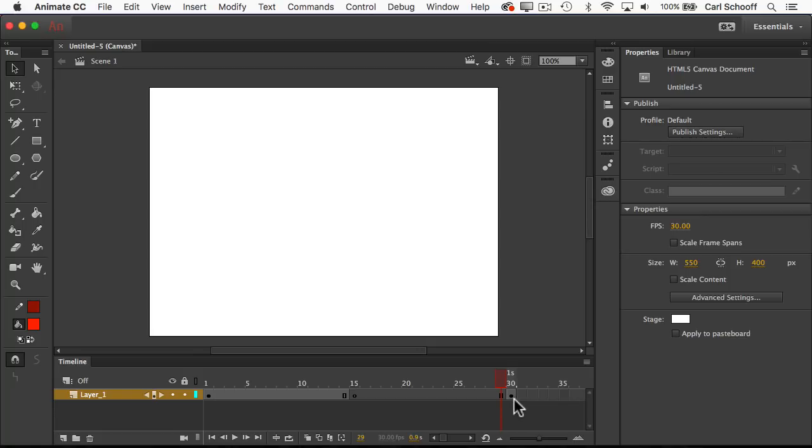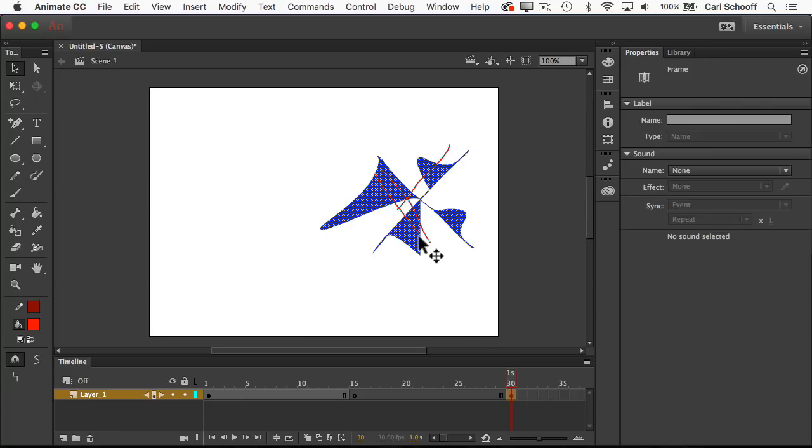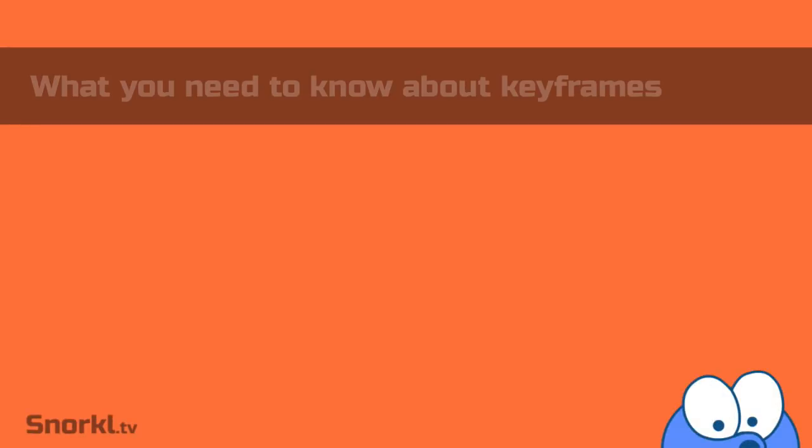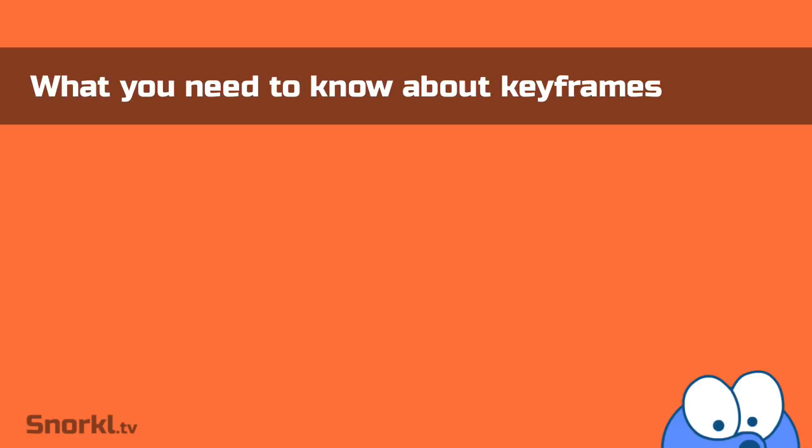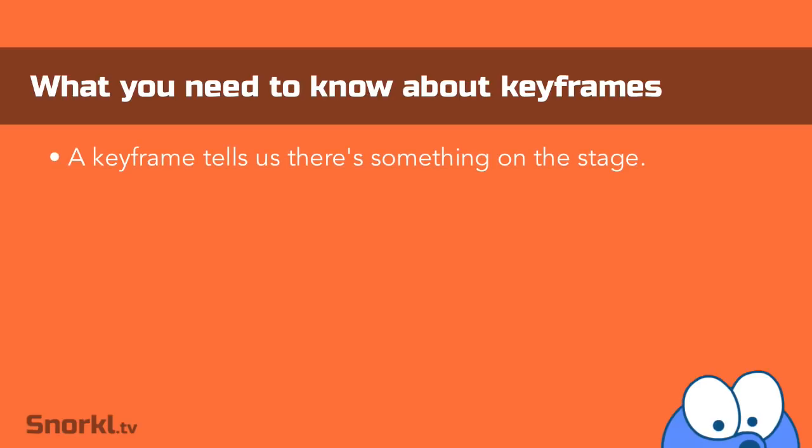And then I see I have a black circle here, which tells me I have a keyframe that has stuff in it. To wrap up, let's just go over what you need to know about keyframes, all right? A keyframe tells us that there's something on the stage, okay? When you see that black dot, you know that in that frame of that layer, there's something on the stage.